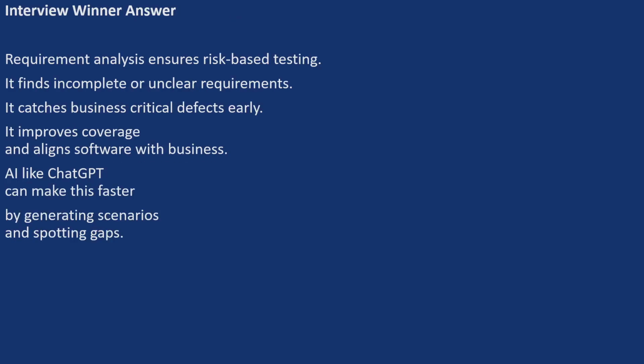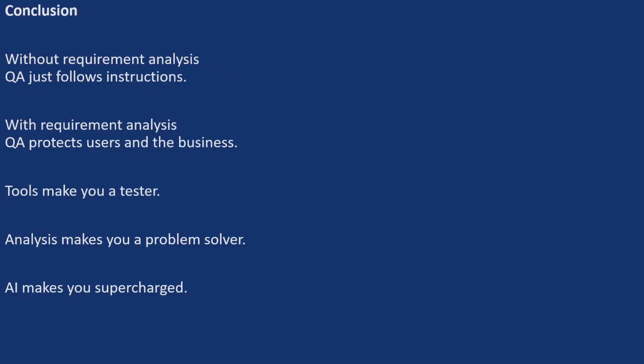Now, finally, the interview-winning answer. If asked why requirement analysis is important in QA, don't say it helps understand features. Say this: requirement analysis ensures risk-based testing. It finds incomplete or unclear requirements. It catches business-critical defects early. It improves coverage and aligns software with business. And AI like ChatGPT can make this faster by generating scenarios and spotting the gaps.